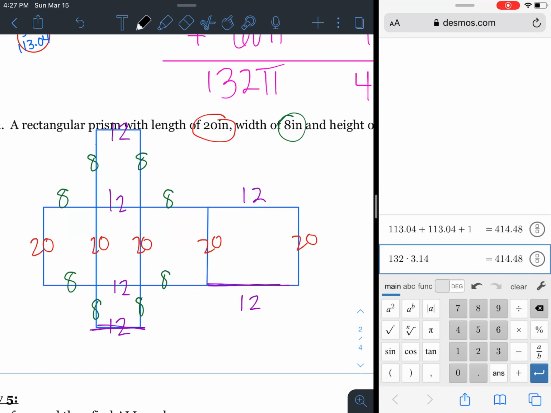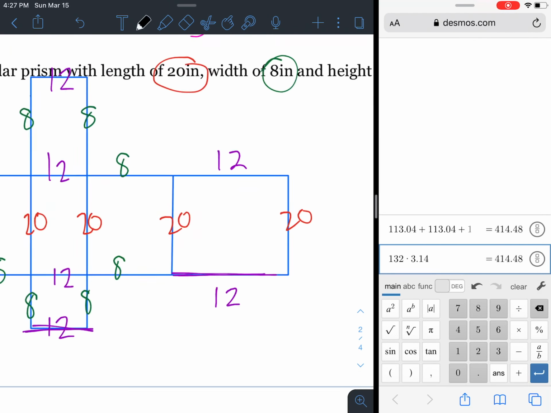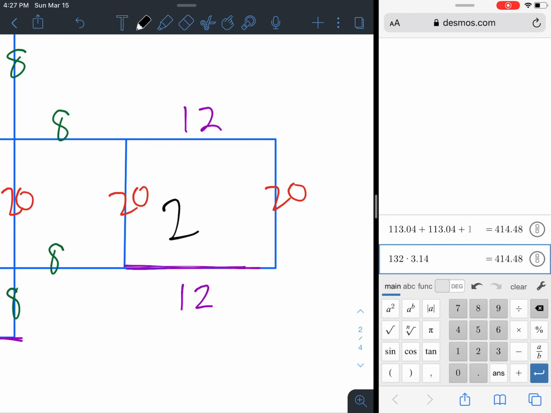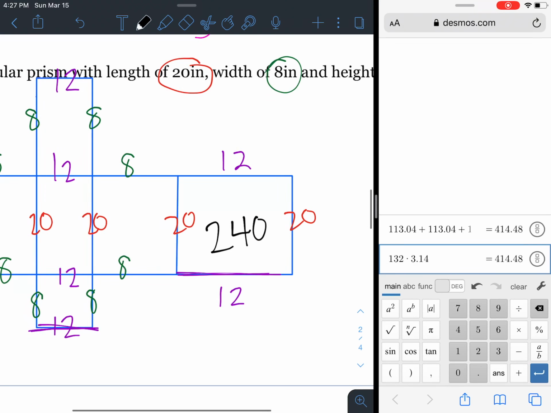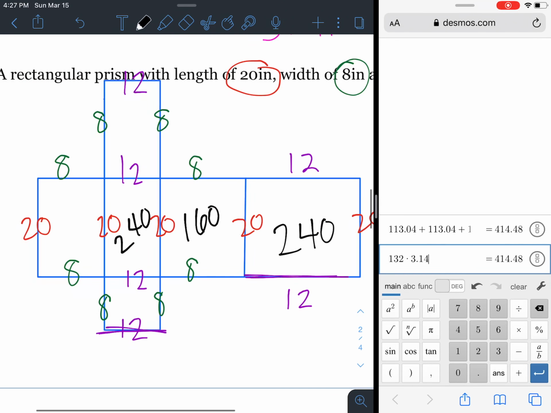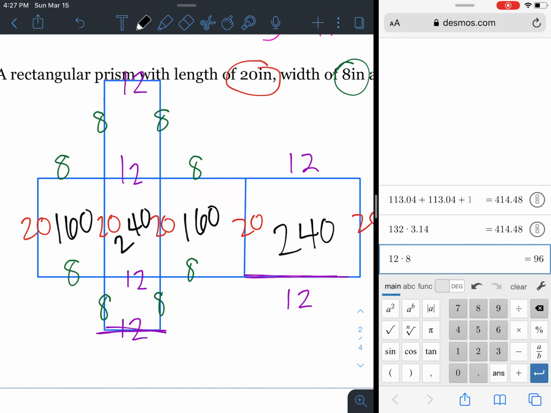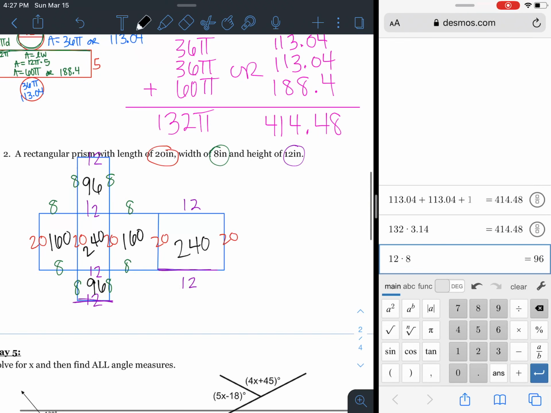So then to find the area of each rectangle, we just multiply the sides. So 12 times 20 gives us 240, which makes this one 240 as well. 8 times 20 gives us 160. This one too, away, should also be 160, which leaves these last ones here. 12 times 8, 96, which makes that one 96 as well.